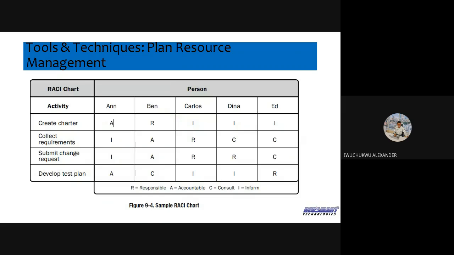Okay, please go ahead, Alex. So in this RACI chart, can we say that Anne has more authority than Ben? I just want to understand, because for creating the charter, Anne is accountable, Ben is responsible. What can you deduce from this RACI chart? Or is it just the way they wanted to share the resource?